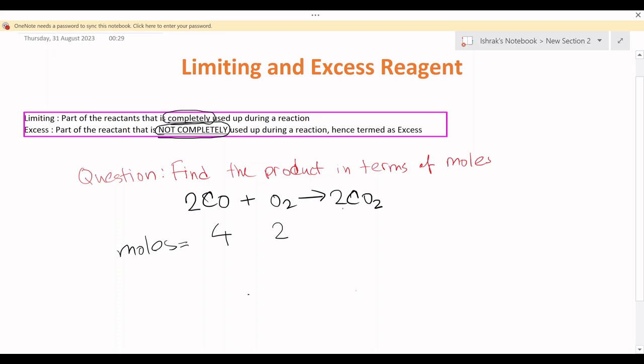We can also think in terms of oxygen. Whatever we have, we must have double of that as product. So if we have 2 moles of oxygen reacting with carbon monoxide, we would get double of that, which is going to be 4 moles.